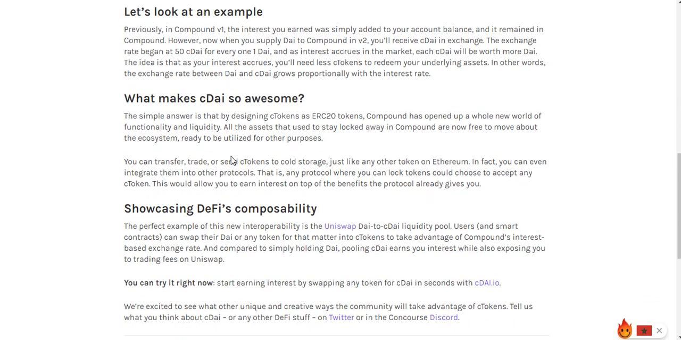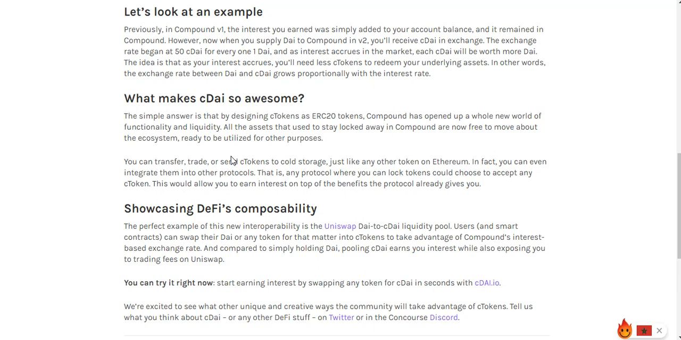We're going to go through an example. Previously in Compound version 1, the interest you earned was simply added to your account balance and it remained in Compound. However, now when you supply DAI to Compound in version 2, you'll receive cDai in exchange, even though on the front end it will actually show that you have DAI in your account accruing and adding interest. Now, the exchange rate began at 50 cDai for every one DAI. And as interest accrues in the market, each cDai will be worth more DAI.